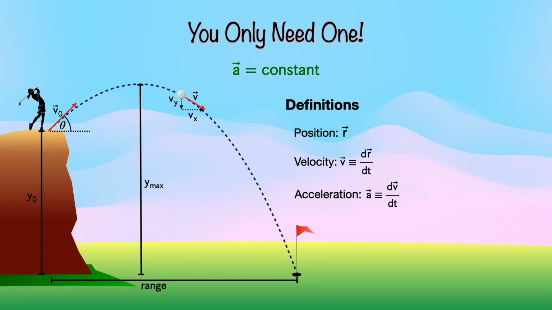Since the velocity is the slope of the position and the acceleration is the slope of the velocity, this means that the acceleration is the second time derivative of the position, or the slope of the slope of the position. And this quantity is constant. Every other kinematics equation, which would be the velocity and position equations, can be derived from this.